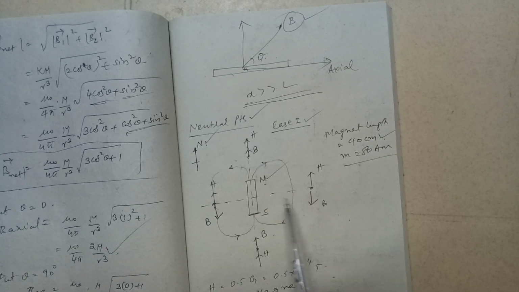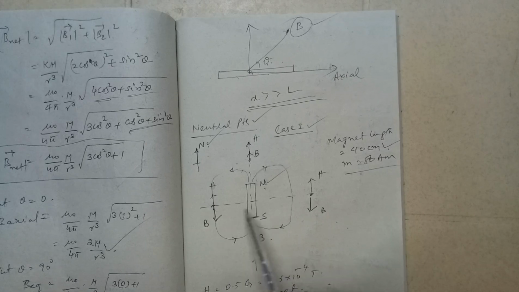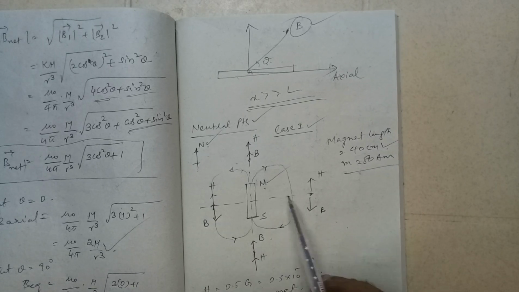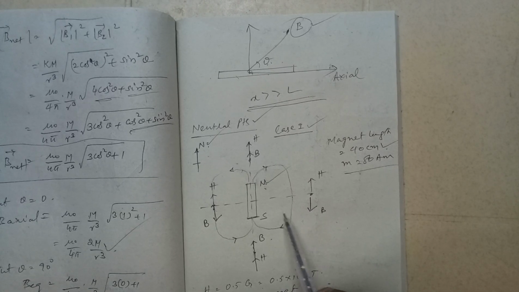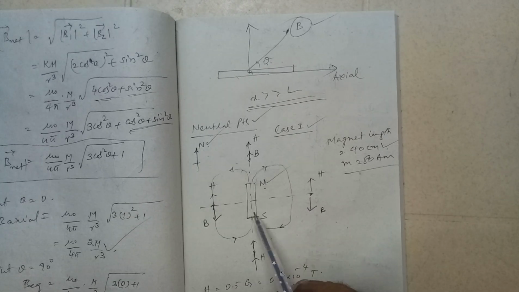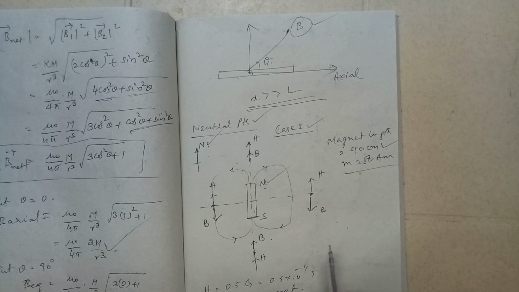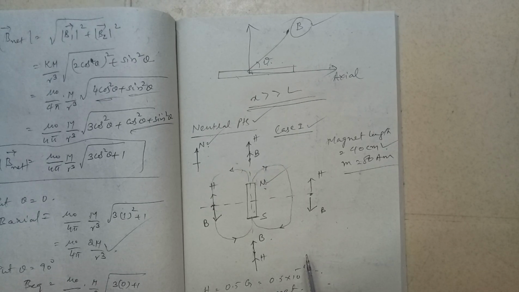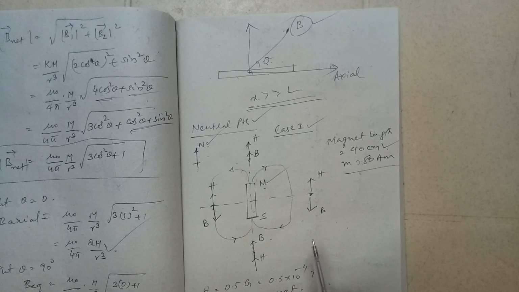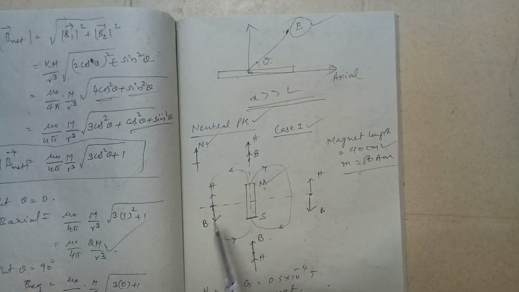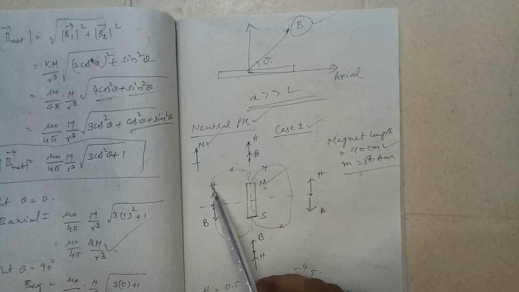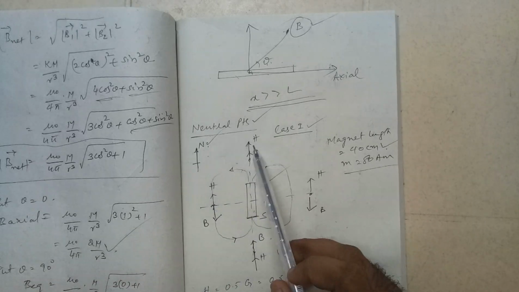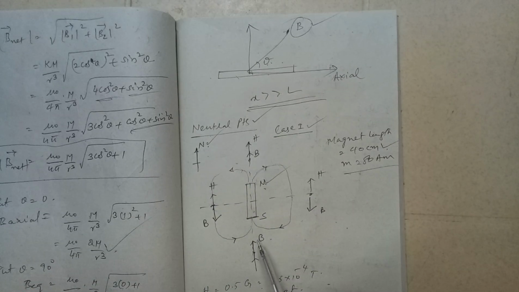We will take 4 points along this x-axis and y-axis. This x-axis here will be the equatorial axis of the magnet, and the y-axis will be the axial line. Now here, this magnet is kept horizontal, so the horizontal component of the Earth's magnetic field will be in the upward direction as shown.